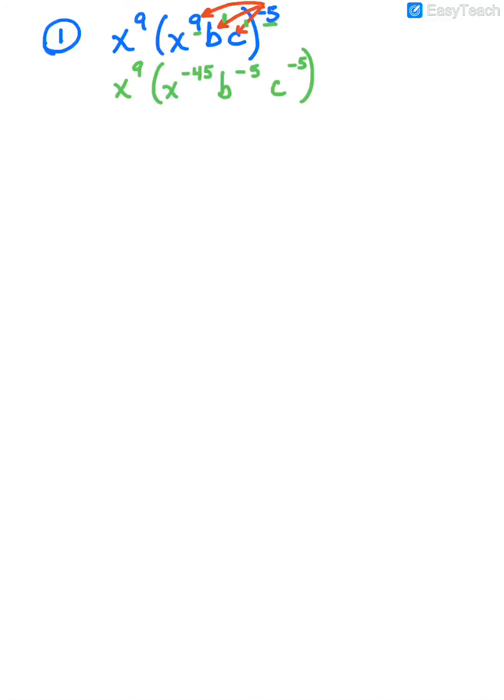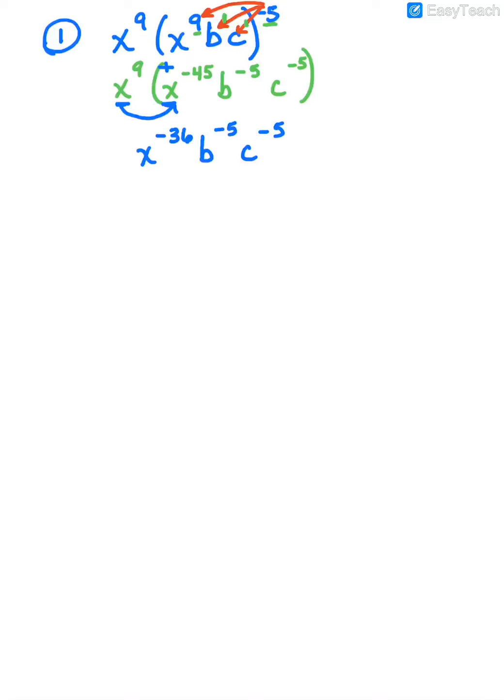Now, as we go to distribute the x to the 9th, since x's are common bases, when you multiply, you actually add their powers together. So that will become an x to the -36th power. And then we still have our b to the -5th, and we still have our c to the -5th.